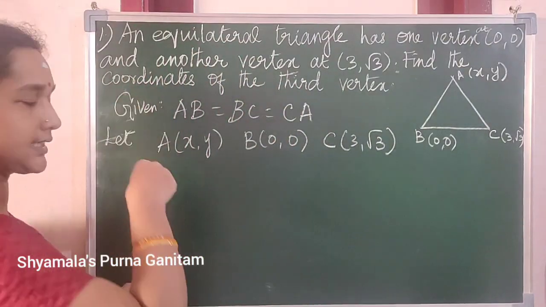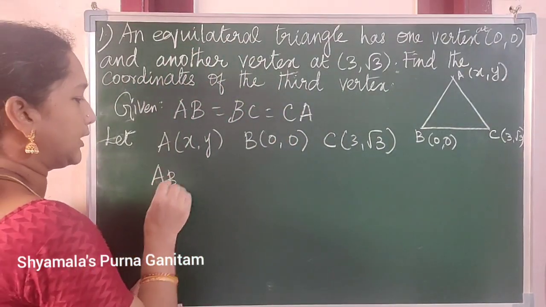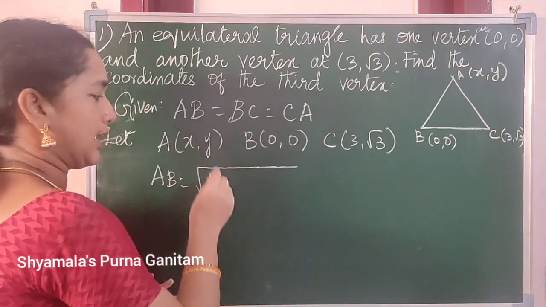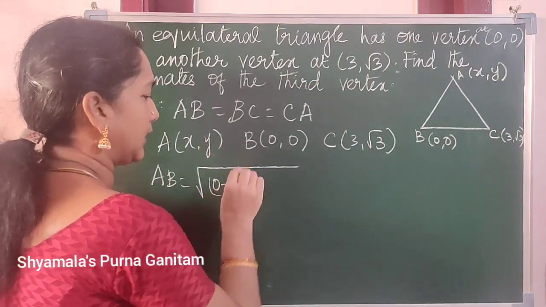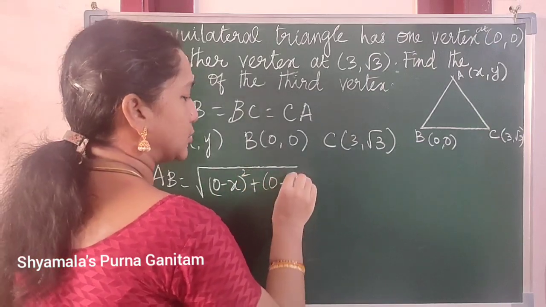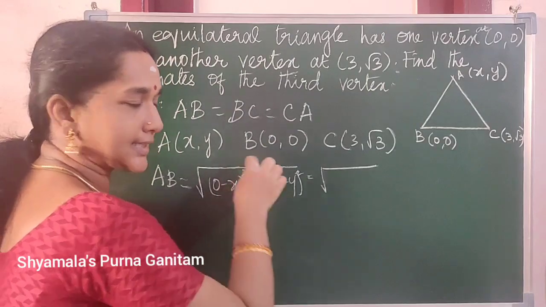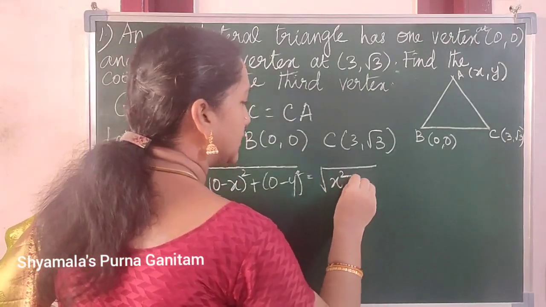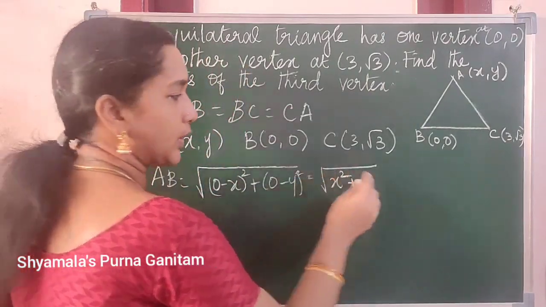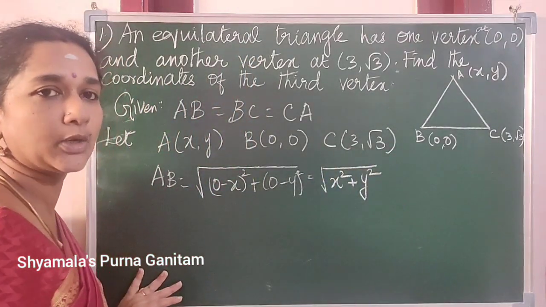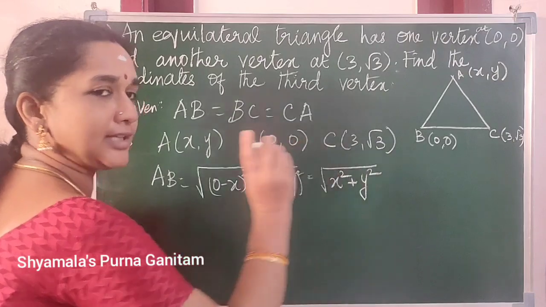Now we will use the distance formula. AB is equal to root of (x2 minus x1) squared plus (y2 minus y1) squared. So 0 minus x the whole square plus 0 minus y the whole square. When we simplify, minus x the whole square will be x squared, and minus y the whole square will be y squared. This is the length of AB: AB is equal to root of x squared plus y squared.